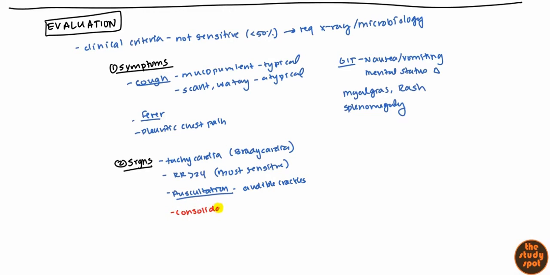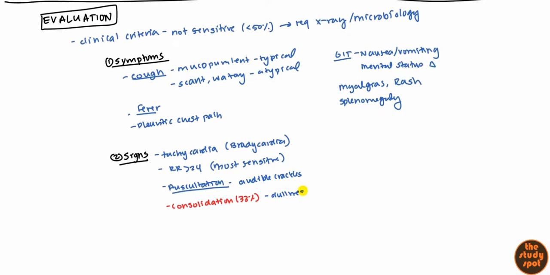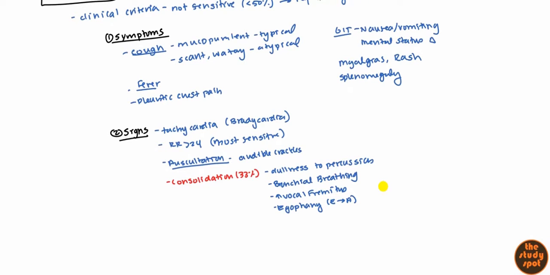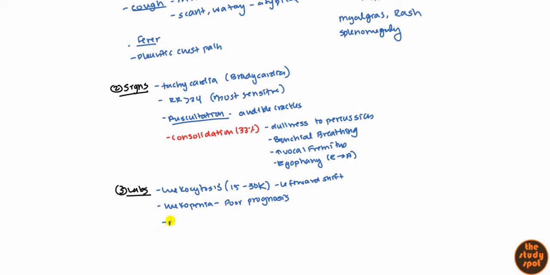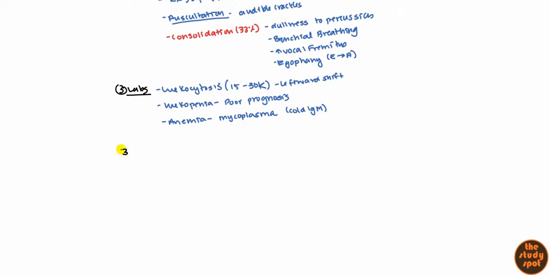Now, you do have signs of consolidation. This consists of dullness to percussion, bronchial breath sounds on auscultation, increased vocal fremitus, and egophony. And egophony is when they say E and it sounds like A. So again, if you do get these signs, this is more of a typical pneumonia, not an atypical pneumonia. In lab work, typically you see leukocytosis anywhere between 15 to 30,000 and a leftward shift. You can also get leukopenia, and that tends to be a worse prognosis. And also anemia is possible, more specifically in mycoplasma, which causes the cold IgM autoimmune condition.